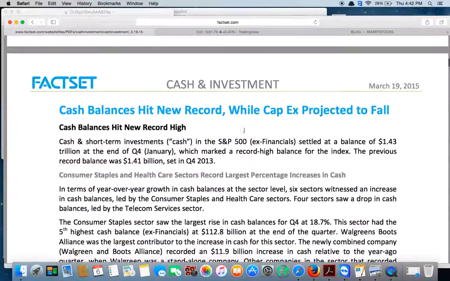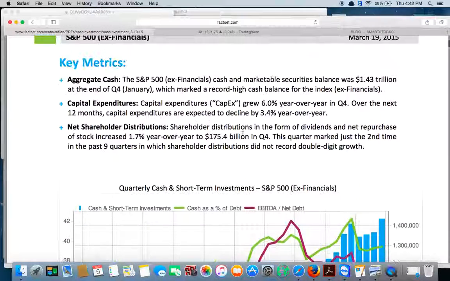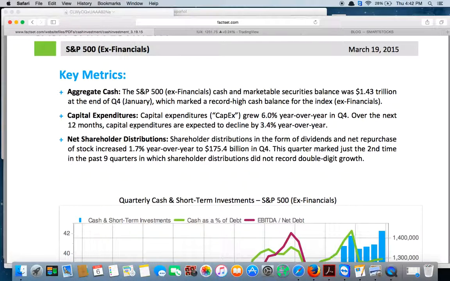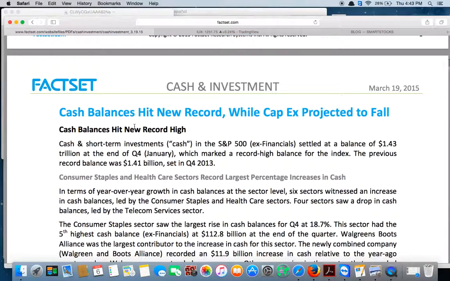And if you actually look at the report, it says that the firm, FactSet, expects capital expenditures to decline 3.4% year over year after having grown 6% year over year. So that shows you investment in actual capital, physical capital, depreciating capital, right? Firms are not actually going out and buying new stuff because, first, they're laying off people, and they're not expecting demand. Obviously, you have to subdivide demand and see how it functions within the aggregate demand picture that we're referring to.